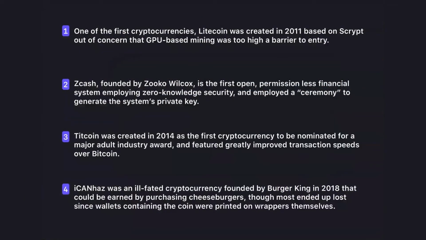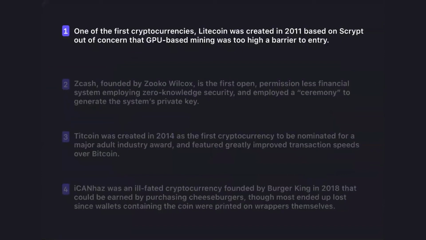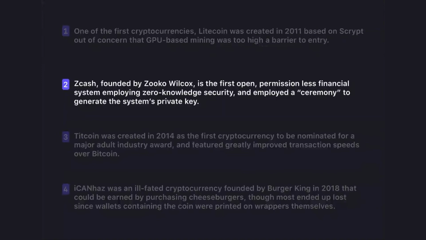So today, as usual, I have four statements for you, all about specific cryptocurrencies. Let's go through them one by one. Number one, one of the first cryptocurrencies, Litecoin, was created in 2011 based on scrypt out of concern that GPU-based mining was too high a barrier to entry. Statement number two, Zcash, founded by Zooko Wilcox, is the first open, permissionless financial system employing zero-knowledge security and employed a ceremony to generate the system's private key.